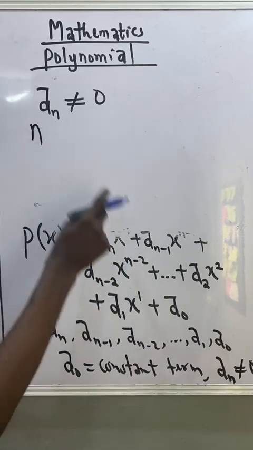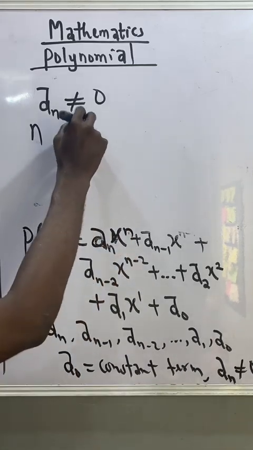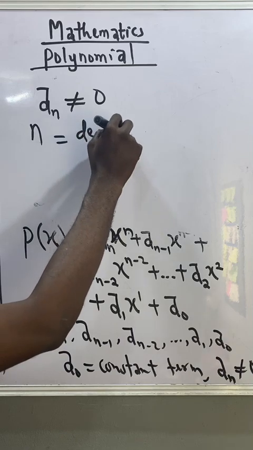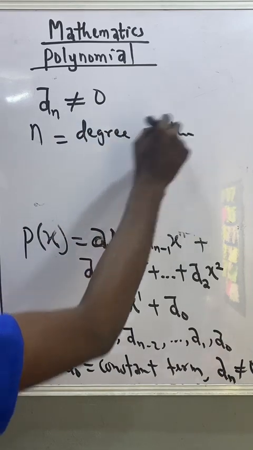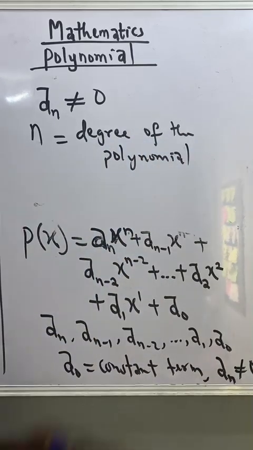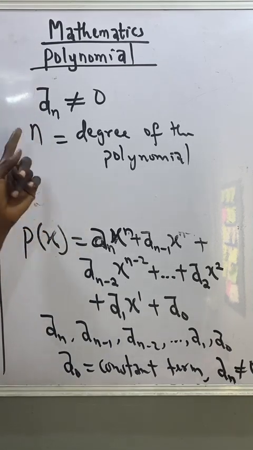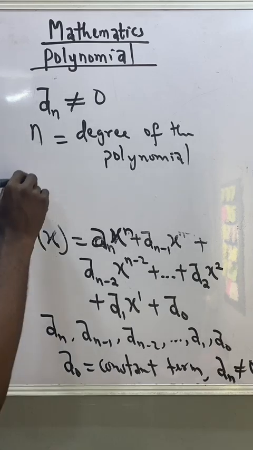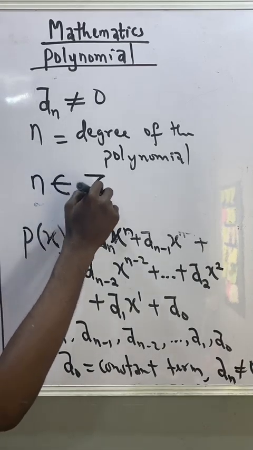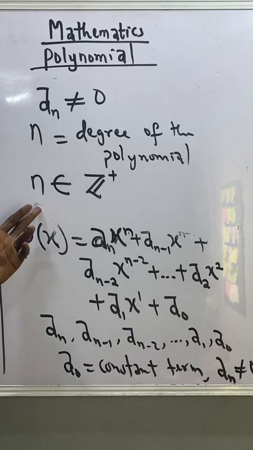Now, this n that we are seeing in the formula is known as the degree of the polynomial. In the next video, by God's grace, I will use degree to classify polynomials again. That's another way of classifying polynomials. So n stands for the degree, and this n must always be a positive integer. It must not be negative.